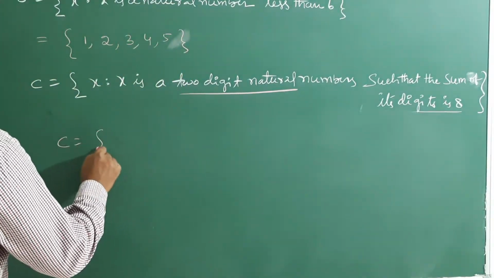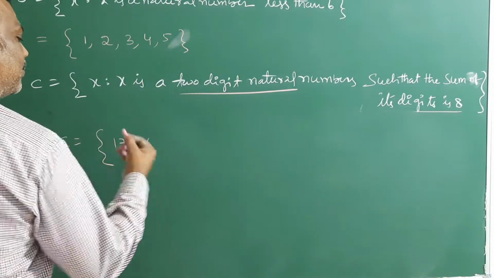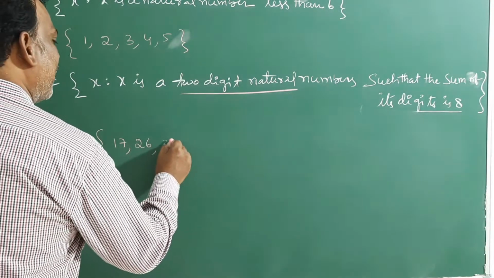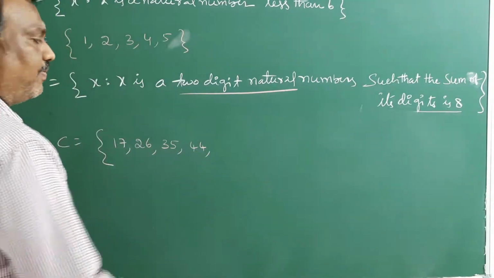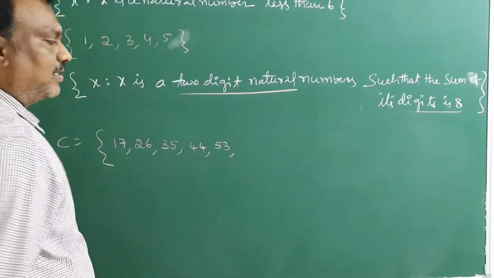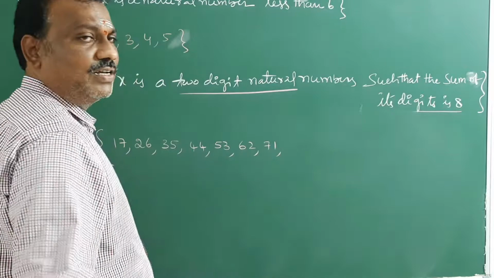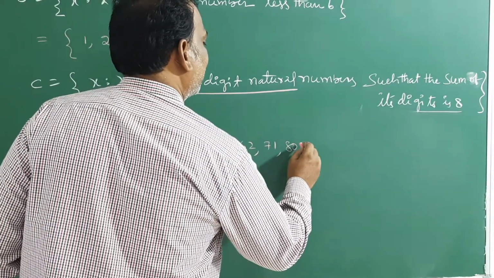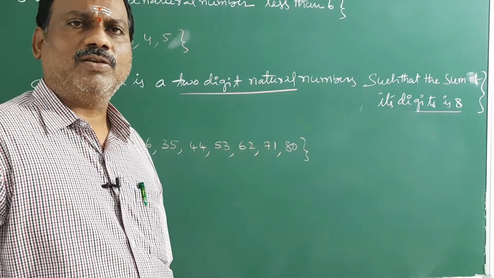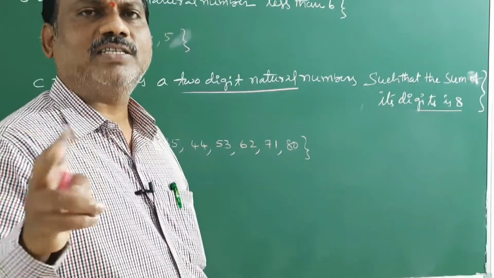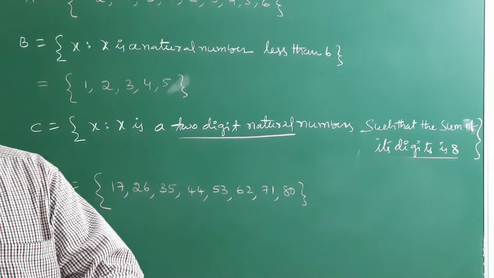Yes. C is equal to the set of 17, 1 plus 7, 8, 26, 2 plus 6, 8, 35, 3 plus 5, 8, 44, 4 plus 4, 8, 53, 5 plus 3, 8, 62, 6 plus 2, 8, 71, 7 plus 1, 8, 80, 8 plus 0, 8. Only this, no other 2-digit numbers. If you take any other, the sum of digits is not equal to 8. Correct, students? So that is your required answer.